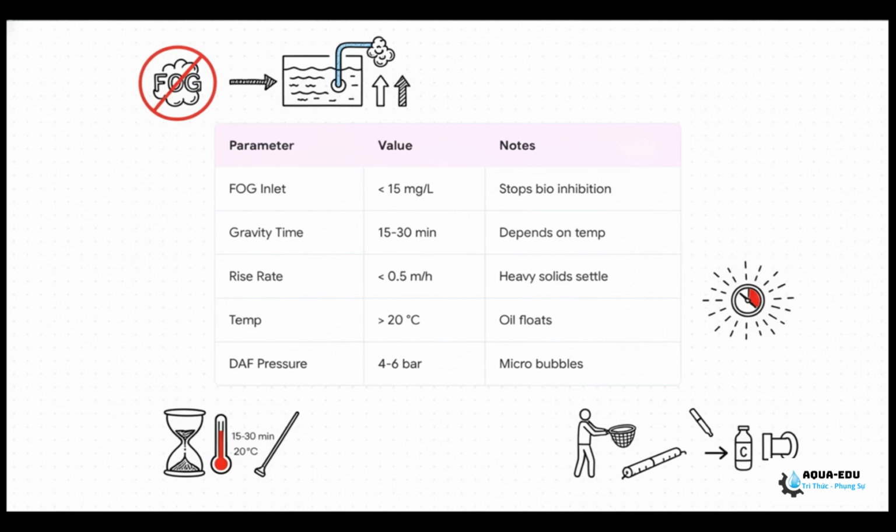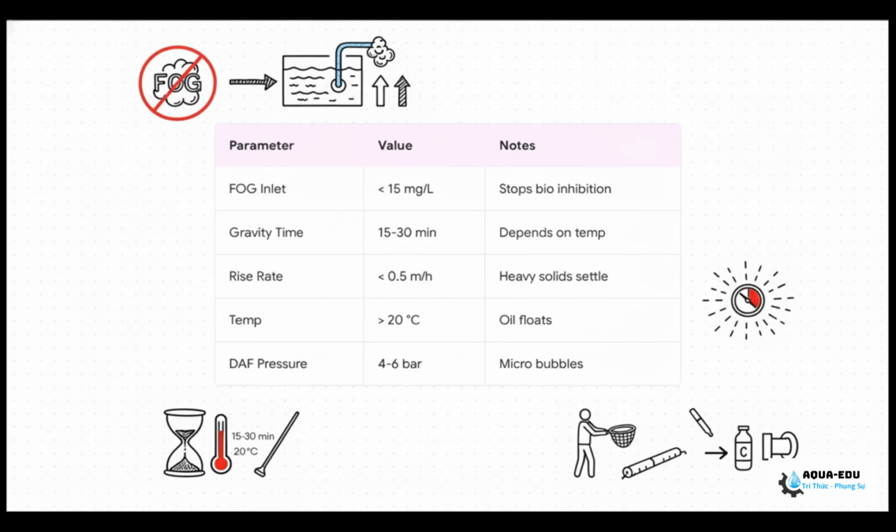Gravity separation needs 15 to 30 minutes, and rise rates must stay under 0.5 meters per hour to make sure the heavy solids settle while the oil floats. Keep temperatures above 20 degrees Celsius so that grease doesn't just solidify on you, and keep your DAF pressure sitting right at 4 to 6 bar to generate those microscopic air bubbles.